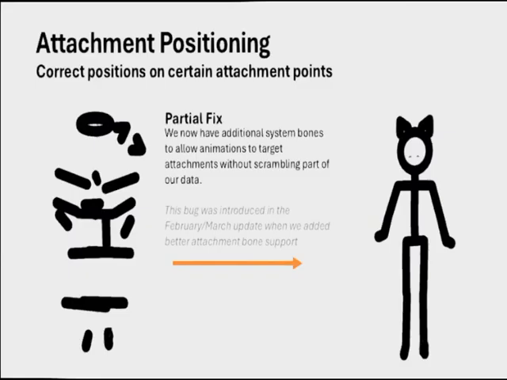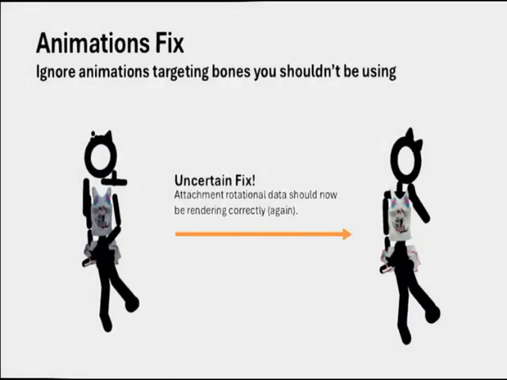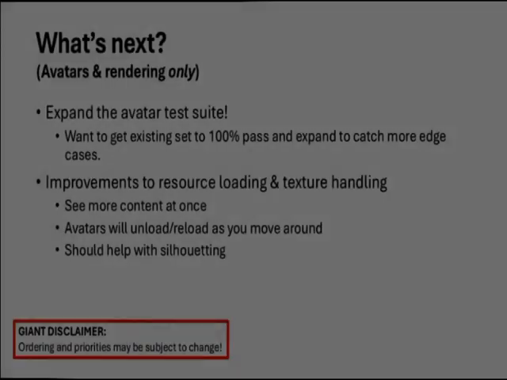If we move on to the next slide, there is a similar and related bug that we found as well, and that is that some animations can target things that they shouldn't, and they suddenly started working. We have now fixed that so that those animations no longer work again, which causes Grumpy's avatar to now render as it should, which is what you can see here. Let's move on to the next slides.